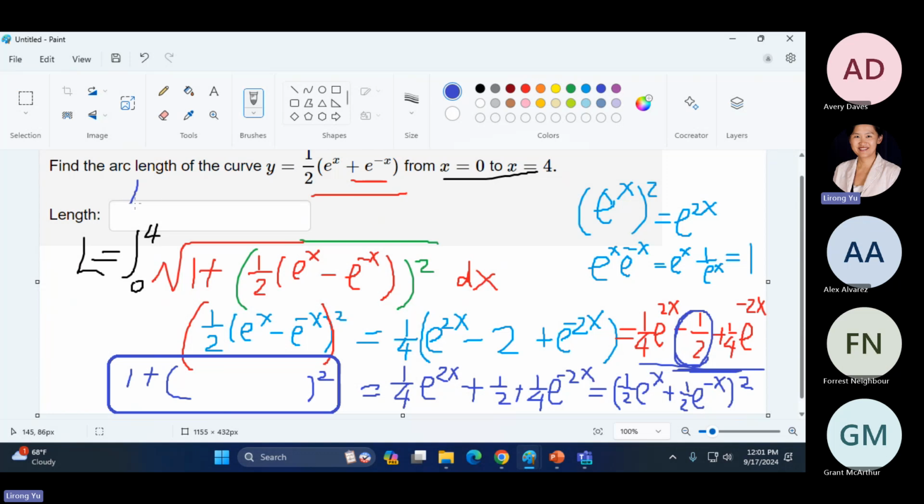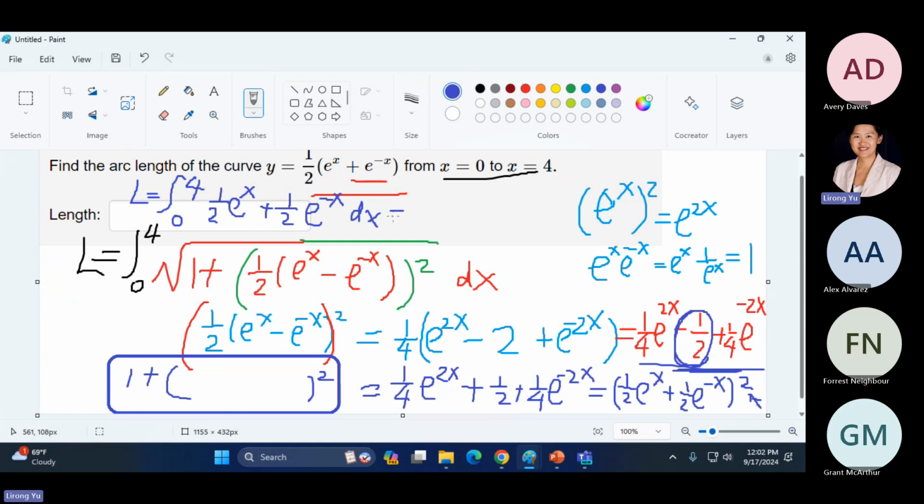So then the actual calculation, the distance is now this one. We would calculate the length using 0 to 4. This root cancels this square, so it becomes the integral of 1/2 e to the x plus 1/2 e to the negative x dx. There's no more root because the root cancels the square. Any question? Sometimes we set up the question in a complicated way, but the answer is not that difficult to calculate.